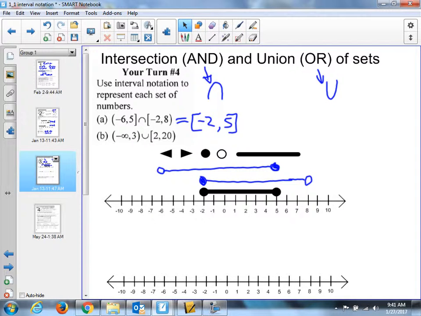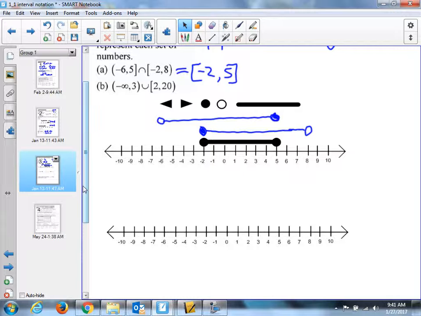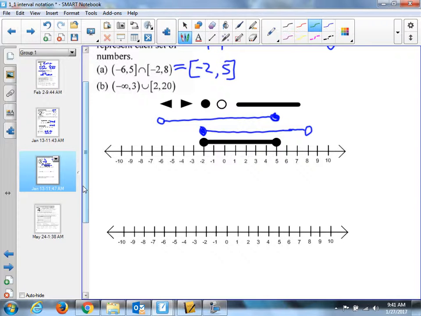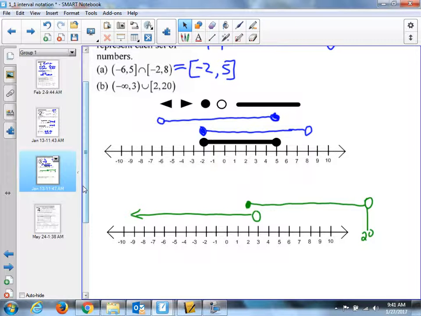Now, negative infinity to 3. So, I'll use a different color for this one. I'm thinking 3 is not included, so 3. Everything below that, right? Or, starting at 2 and going up to 20. Well, I'm going to just put 20 down here. You'll get the idea. Just because it's off the map, that's fine.